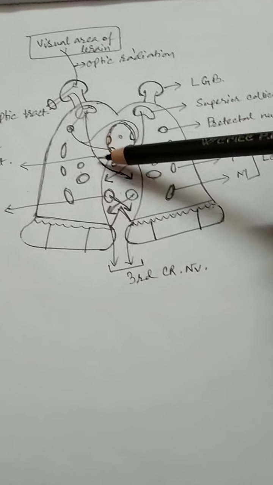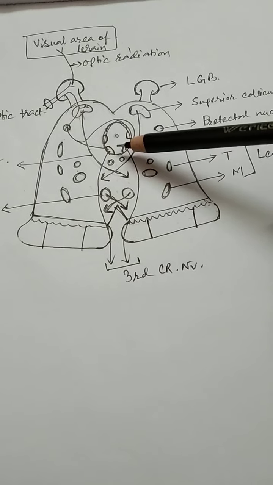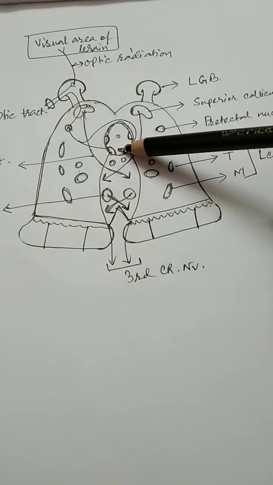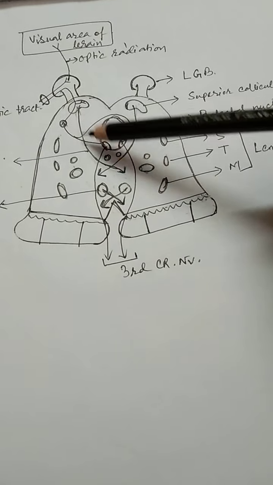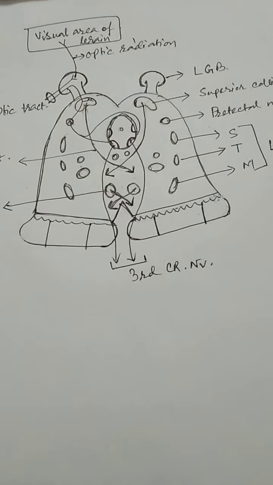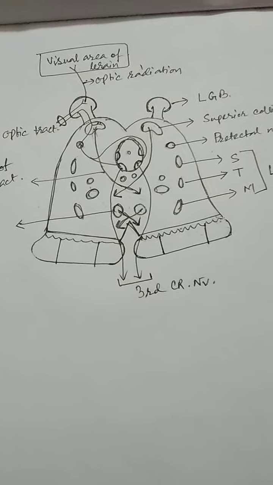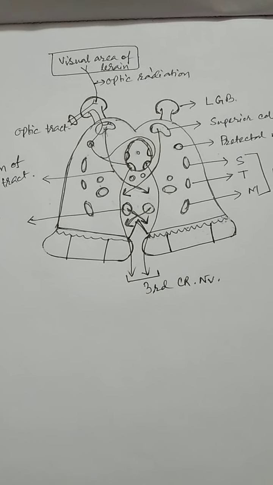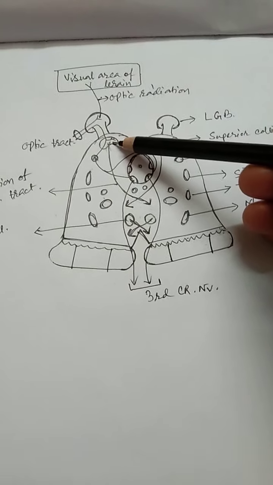Can you see? There are fibers decussating in front of the central gray matter at the level of the superior colliculus. These fibers are the tectospinal tract. You should remember that the tectospinal tract fibers are crossed fibers. And where are they formed? The tectospinal tract is formed at the level of the superior colliculus, taking origin from the superior colliculus.